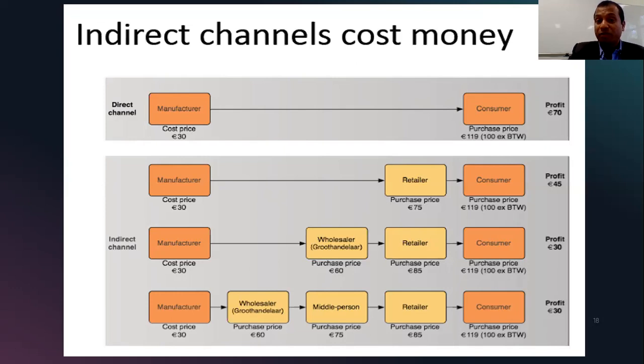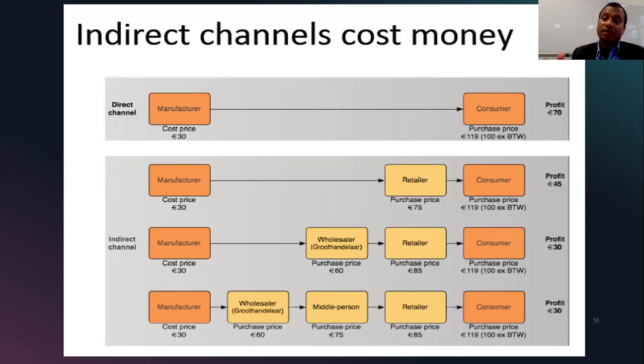So the profit is only 45, whereas in the direct channel, they could have gained more, around 70. So again, if you are adding two, like one wholesaler and one retailer, then the manufacturing unit cost is 30 euro. The wholesaler will get it at the price of 60 euro. They will sell it to the retailer at 85, and finally the consumer will get it at 100. So what is the profit for the manufacturing unit or manufacturer? Only 60 minus 30, so 30.